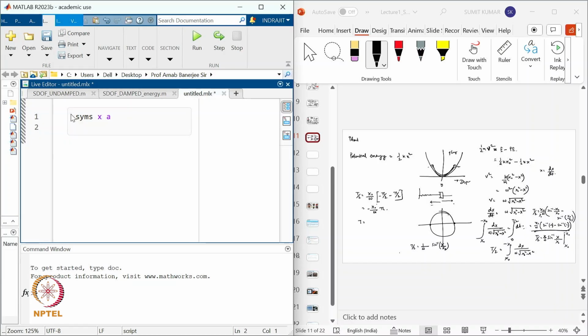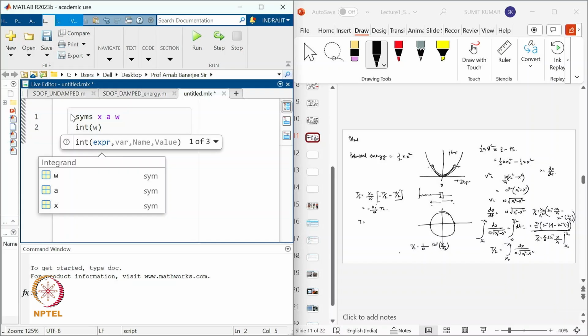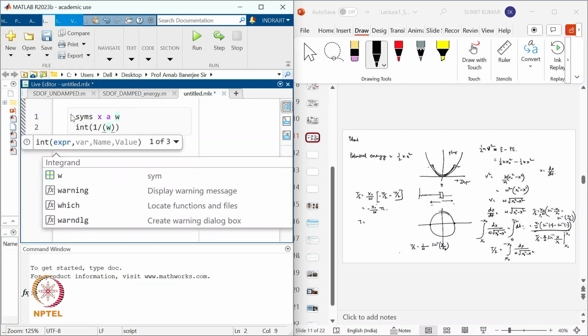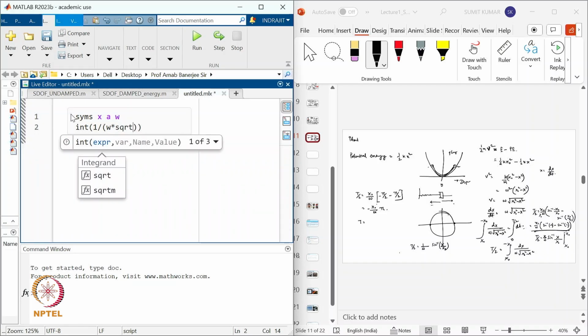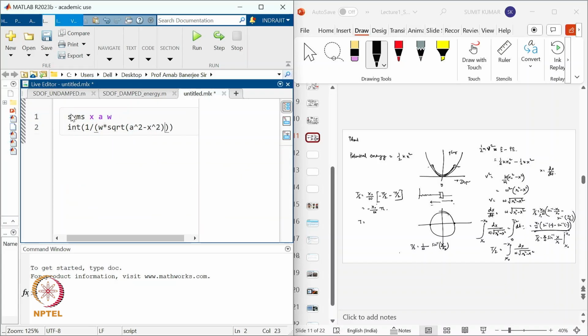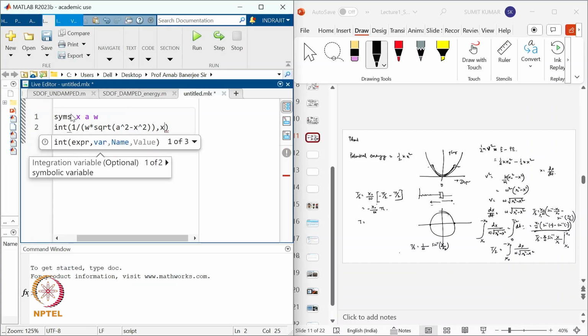So I wrote that. Also, one thing: just assume that w is omega, a is x naught and x is x. Okay, so I have to perform the integration. I will just write int, which is for integration, and you can see that when you are using MATLAB, it automatically shows you how to write it: expression, comma variable, comma name, comma values. So here I put my expression, that is 1 divided by w into sqrt(a square minus x square), comma x.